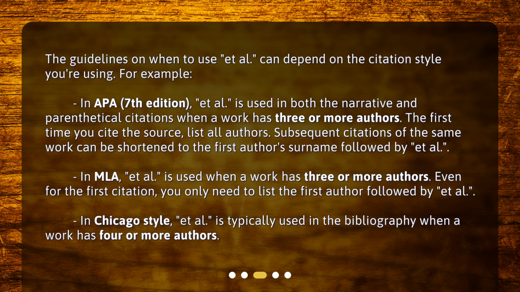In MLA, et al. is used when a work has 3 or more authors. Even for the first citation, you only need to list the first author followed by et al. In Chicago style, et al. is typically used in the bibliography when a work has 4 or more authors.